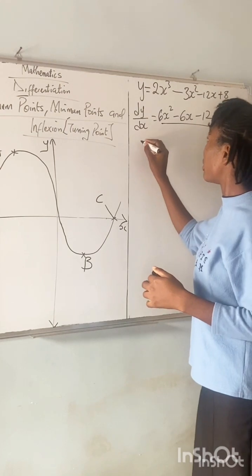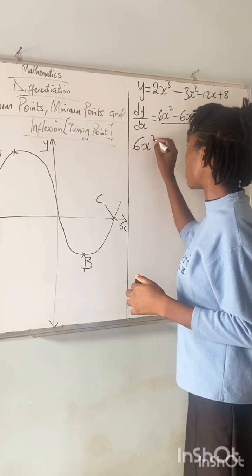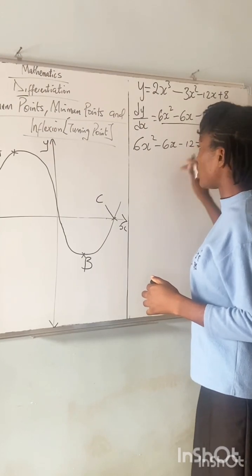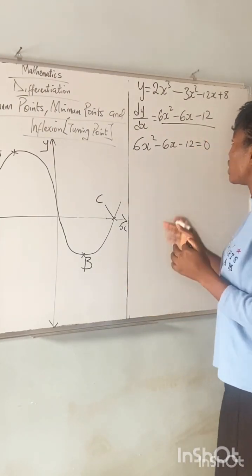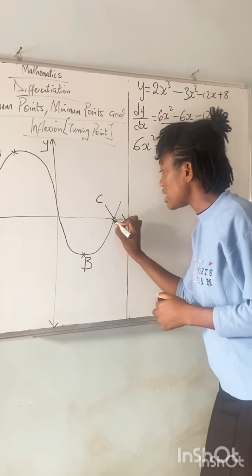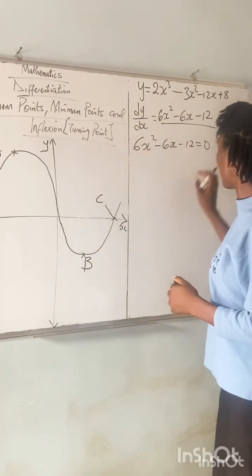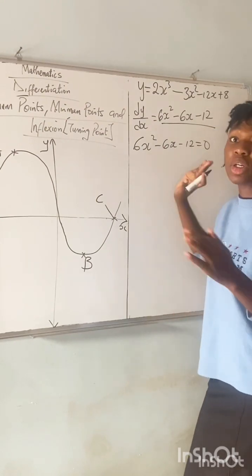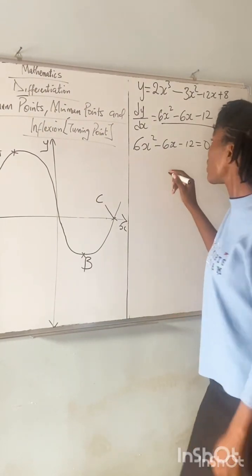So we can say 6x squared minus 6x minus 12 is equal to 0 at the turning point. At the turning point, the whole of this expression, you can see it from the graph, will have to be equal to 0, and this is the only way we can get the possible values of our x. Now let's solve.